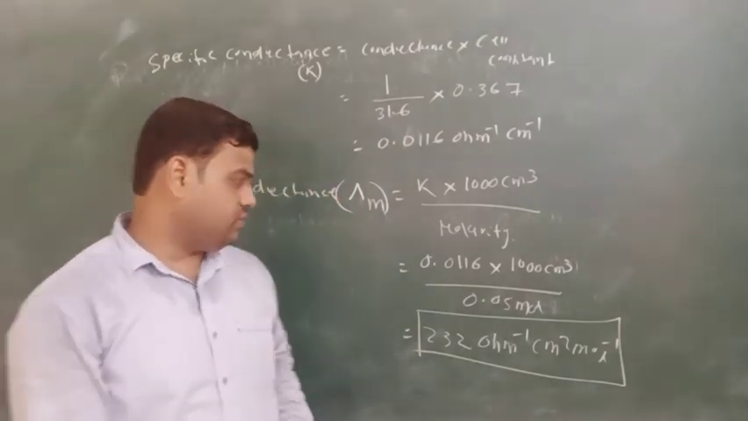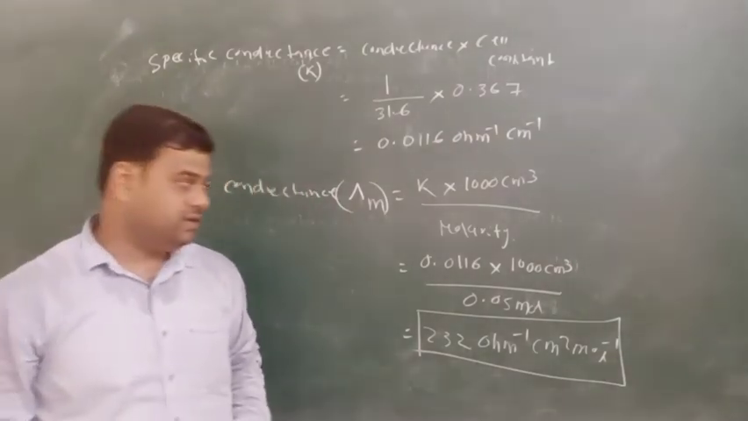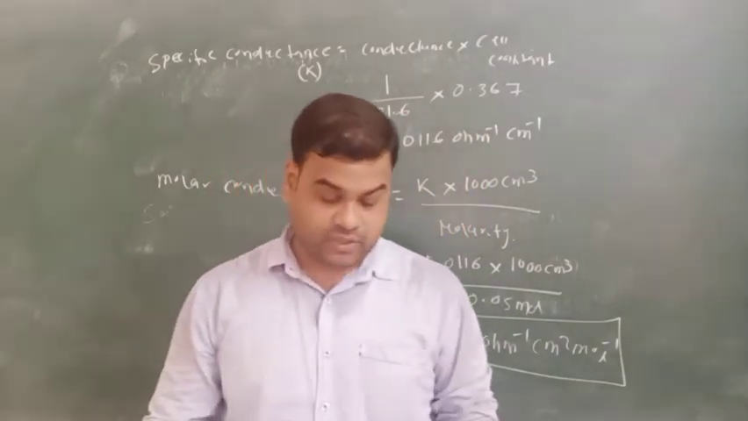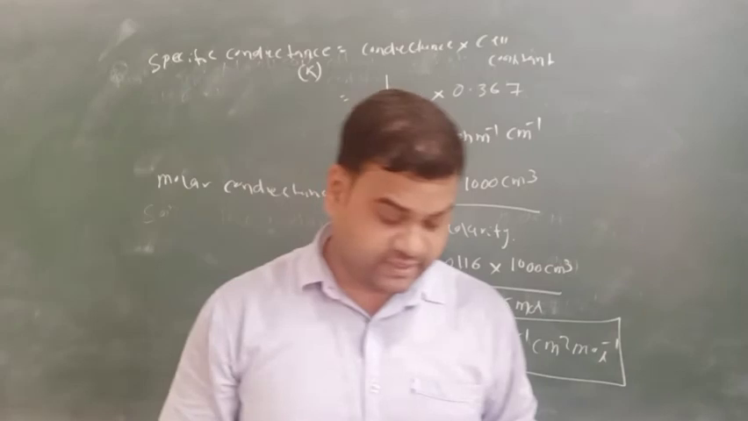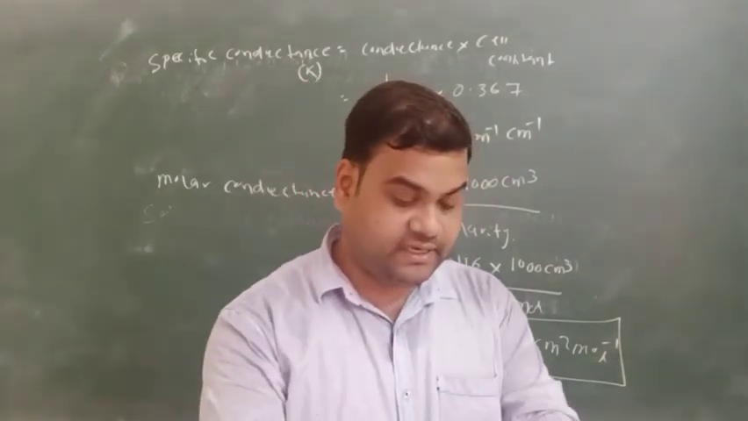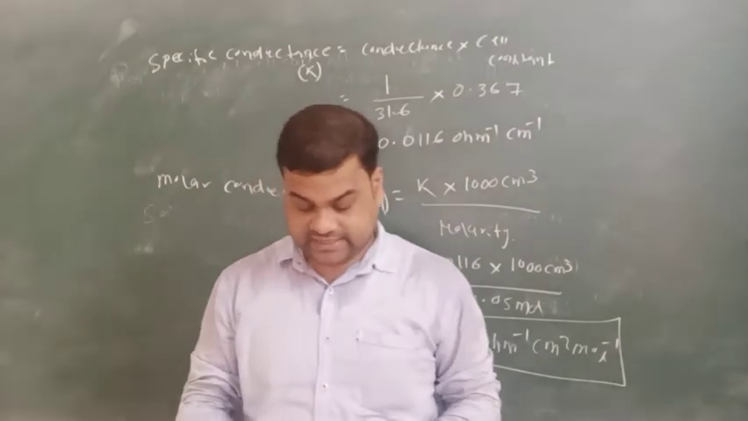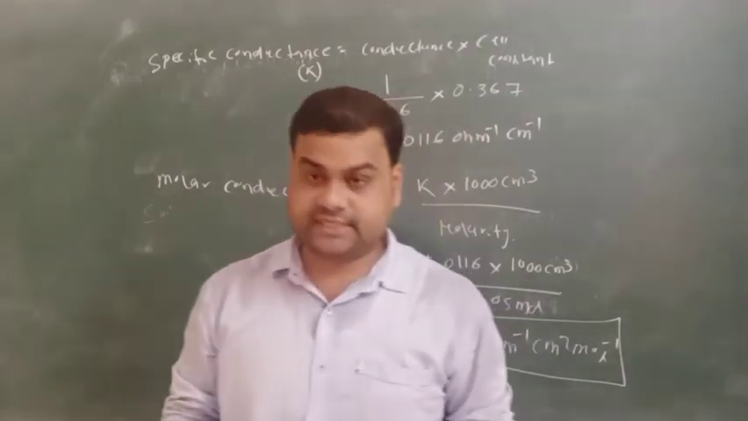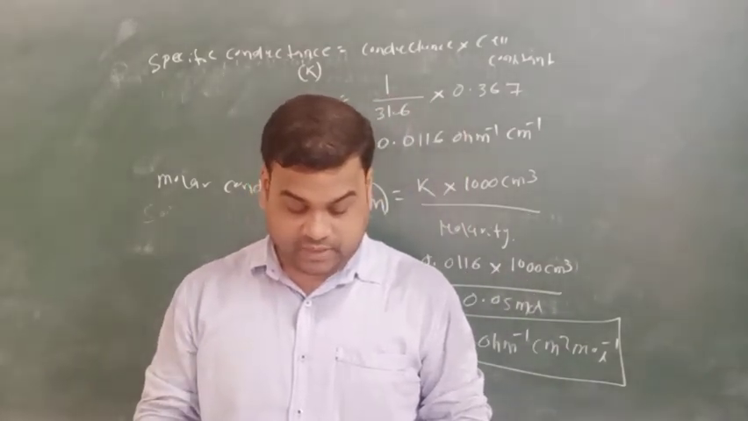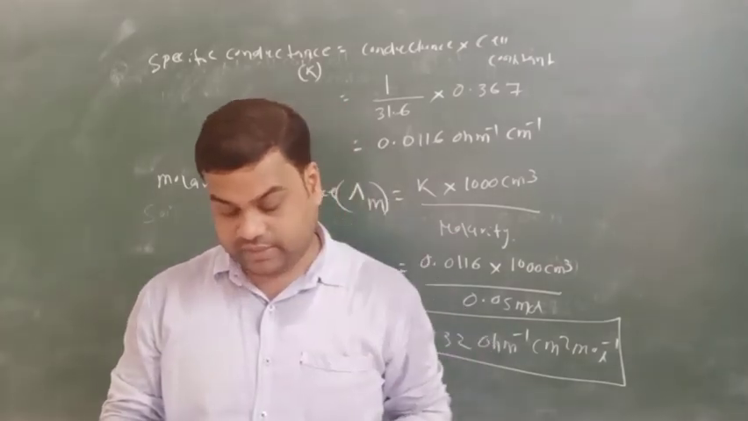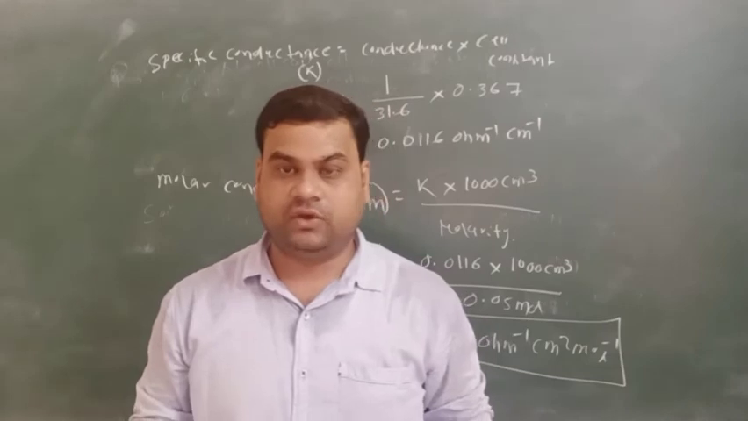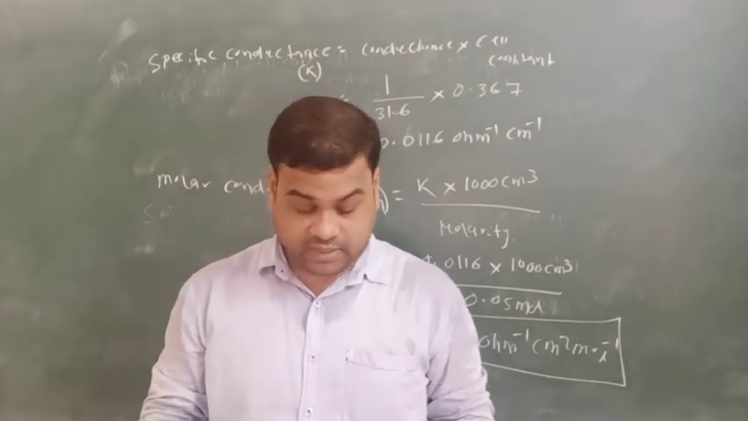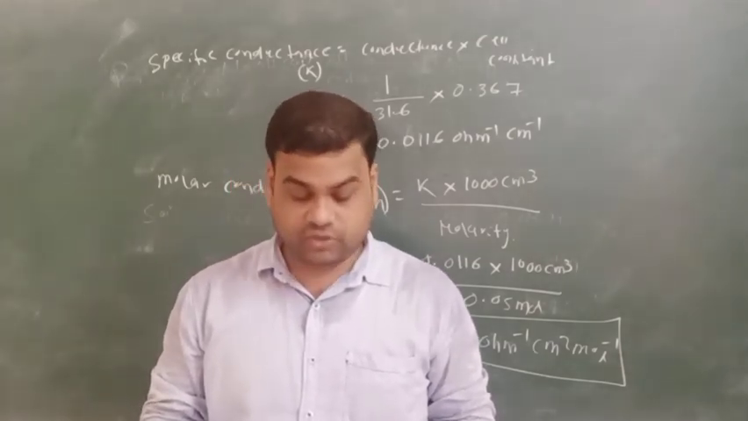So in this numerical, the question is to calculate the molar conductivity of the solution. I am explaining the procedure we have followed. In this question the molarity is given, resistance is given and cell constant is given. For calculating the specific conductance, we have to first calculate the conductance. Conductance is equal to the reciprocal of the resistance, and the value of conductance we have got is used to calculate the specific conductance.